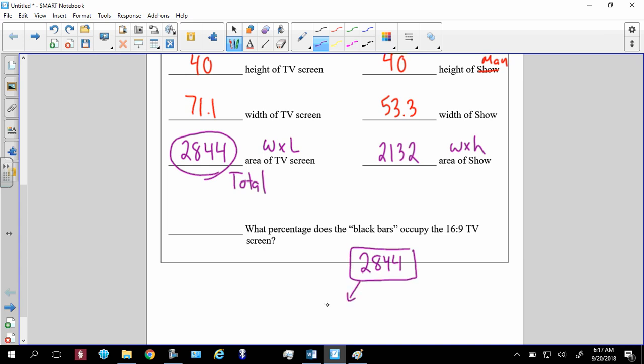Now, 2132 of that makes up the man. Everything else would be the area of the black. So let's see, that's 2844 minus 2132. That is 712. That would be my black. Okay. Now the question is, what percentage does the black bars occupy? Well, the black bars occupied 712 square inches for the area, divided by the total, which was 2844, and you have 25%.